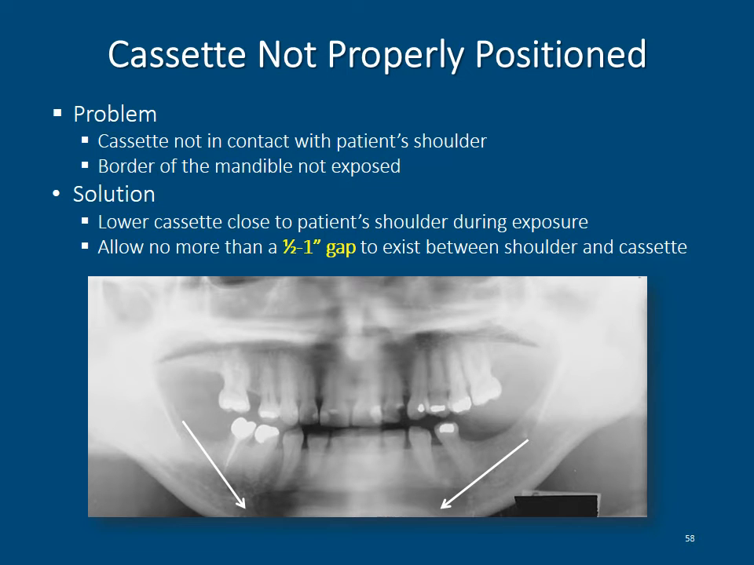If the cassette is not lowered properly to a 1.5 to 2 inch gap between the shoulder and the cassette, you will cut off the chin of the panoramic image and therefore eliminate any diagnostic quality in the film.